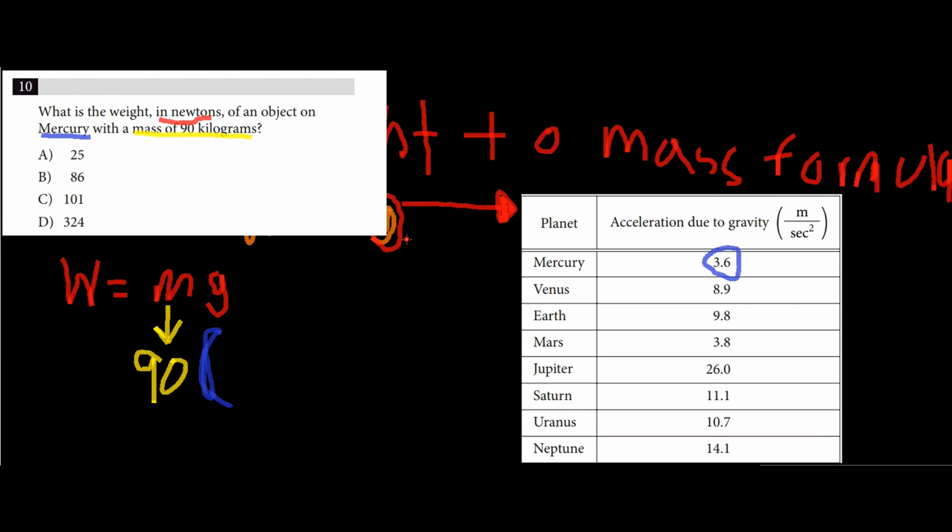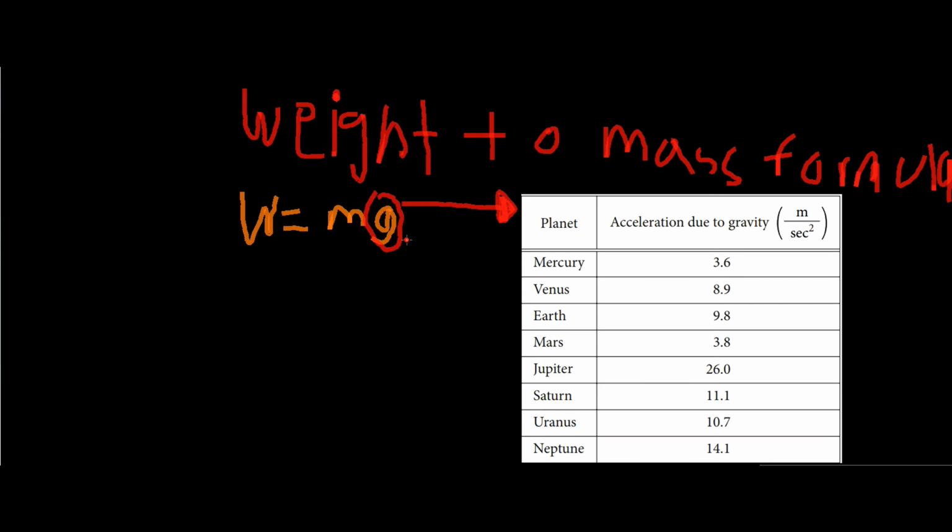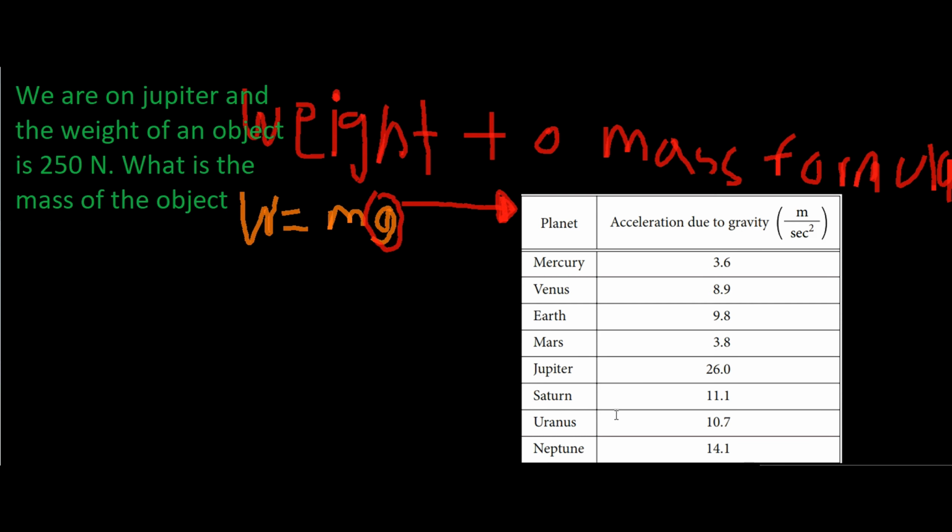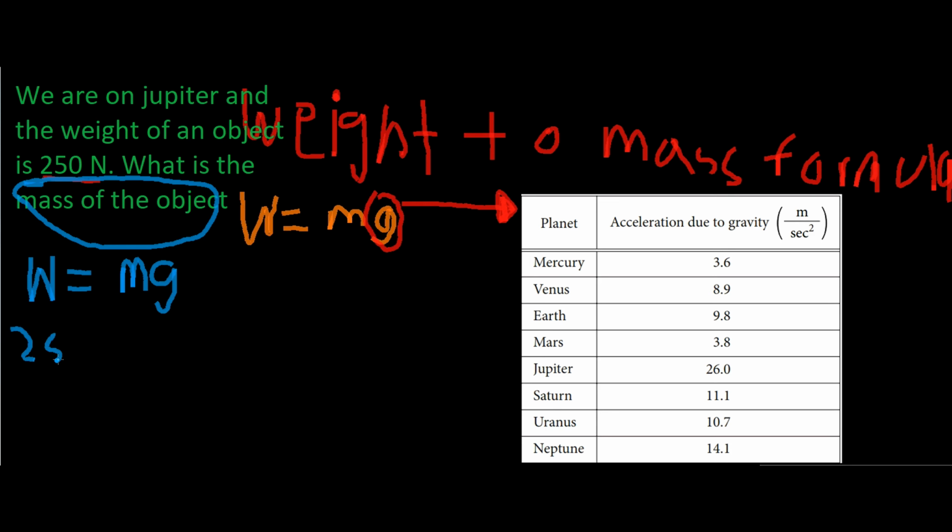Let's do another one. So here's another problem. We are on Jupiter, and the weight of an object is 250 newtons. What is the mass of that object? Good question. So let's remember our formula. Weight equals mg. So we know our weight is 250 newtons. So that can go there. And then that equals m.